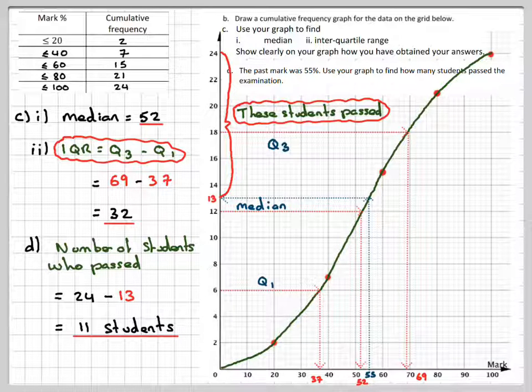Okay, this has been a video to show you how to draw a cumulative frequency graph from a frequency table and then use it in order to find the median, the interquartile range, and the pass mark for an examination. I hope you've understood, and I thank you very much for watching.